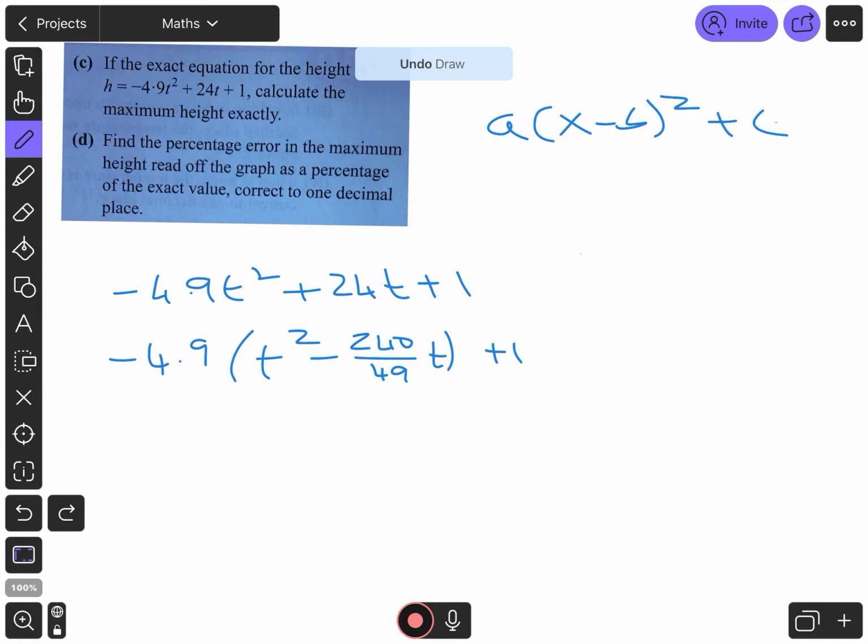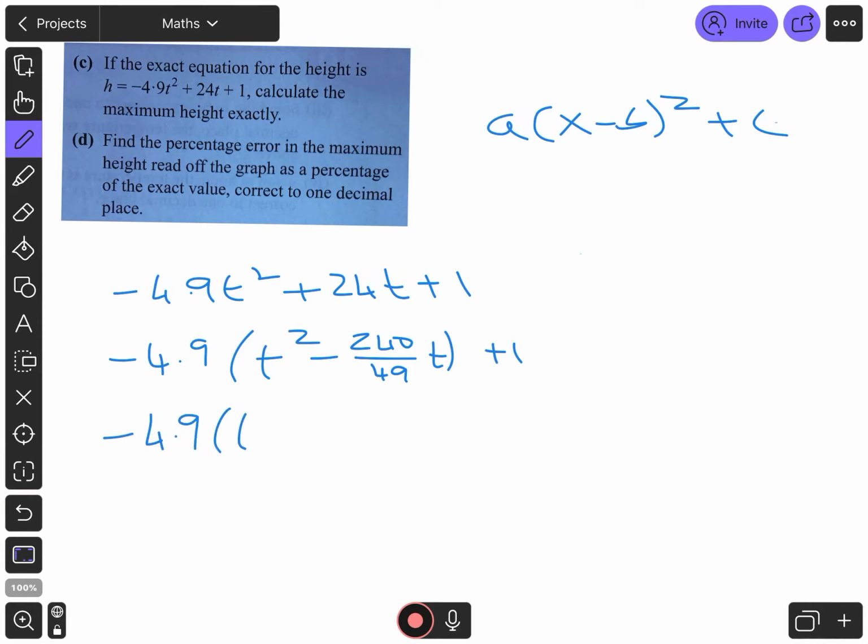I do the same with this, so I have to take it out as common, which means I have to divide this by this. And when I do that, I end up with this value here. So I'm keeping things, if at all possible, as a fraction, because it's going to make it more exact. Next step then is to change this so that it's not in terms of t squared and t, and then I can get rid of this plus 1.